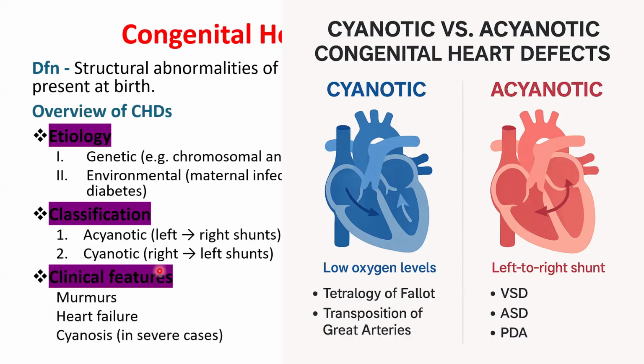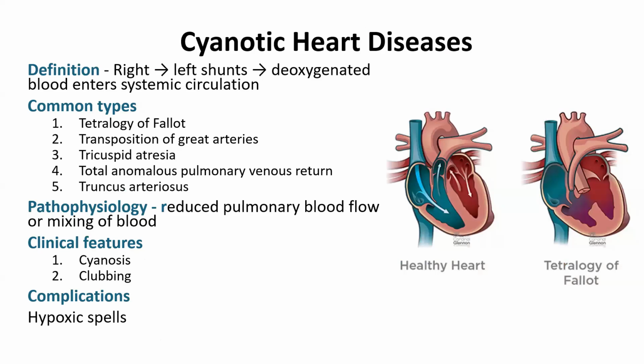And the clinical features now will be there. Here, murmurs, which are abnormal heart sounds. The other one is heart failure, because of the straining in pumping blood, it will have cardiomegaly, an example of cardiac failure or heart failure. Then cyanosis is the bluish appearance now. So it is in cases of low oxygen levels making the person turn bluish. That is cyanosis.